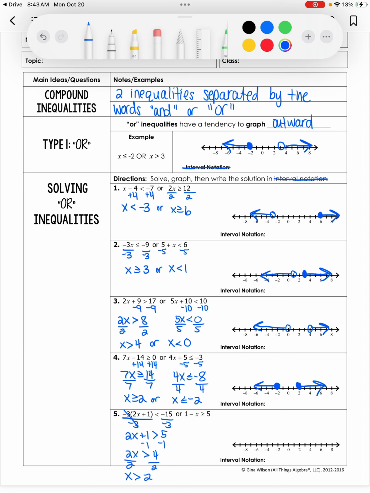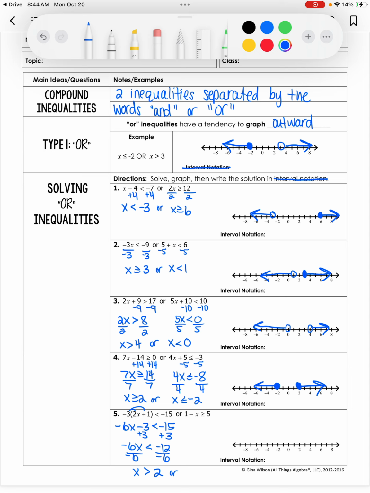Now maybe you didn't want to do it that way. Maybe you like the distributive property. So if that's the case, then you would distribute here. Negative 3 times 2x is negative 6x. Negative 3 times 1 is negative 3. And then you would solve this one out. Negative 6x is less than negative 15 plus 3 is negative 12. And then when you divide by the negative number here, your sign flips at this point. It turns into x is greater than 2.